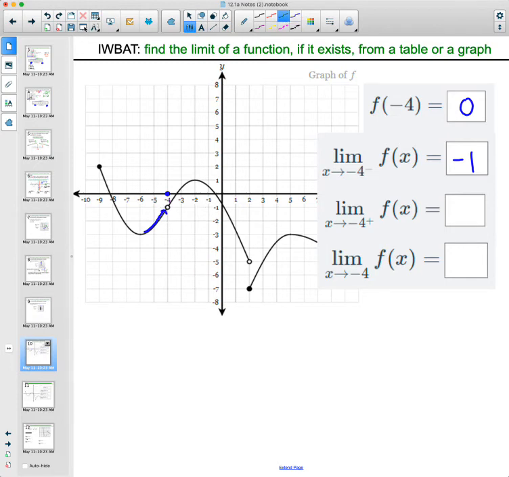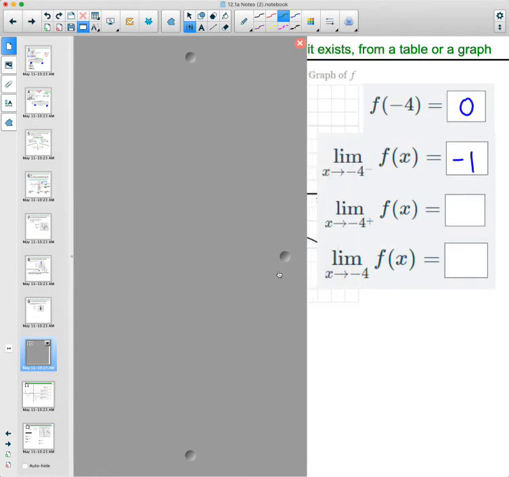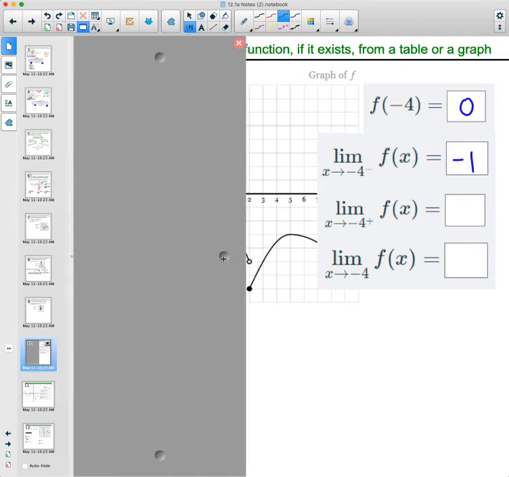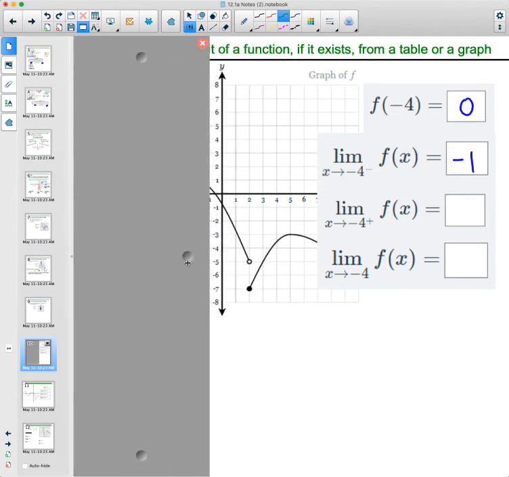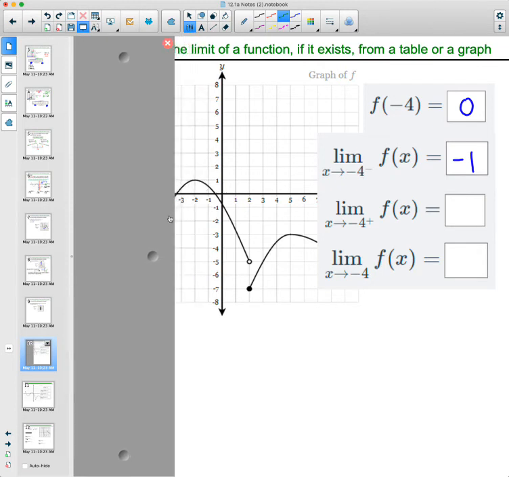Then the right-hand limit as we approach -4, so as we come at it from the right, so if we could just kind of move the screen back and keep going until we get very close to -4. So following this function, so your eyes are here, following this function as we get closer and closer to -4. So what is that function doing as we get closer and closer to -4? And it's again going to this height of -1.